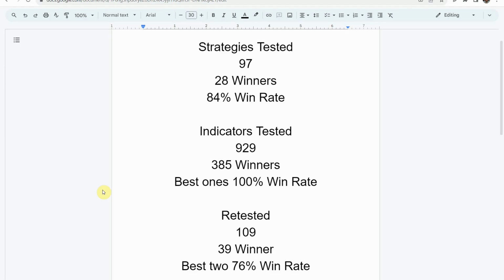Now you need to go back and watch those videos to understand the context of how they were able to achieve that. So go back and watch those videos and see what you can get out of those winning indicators. We've also retested in the advanced testing 109 of the winning indicators. 39 of them have been able to maintain the winning status, the best at a 76% win rate. Now keep in mind that we test most of these indicators and strategies on the Forex and crypto market, but they can be applied to just about any market and time frame universally.